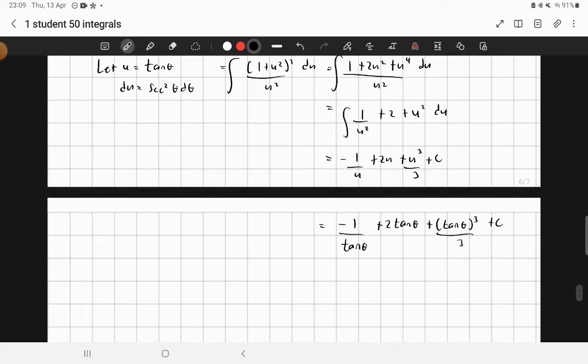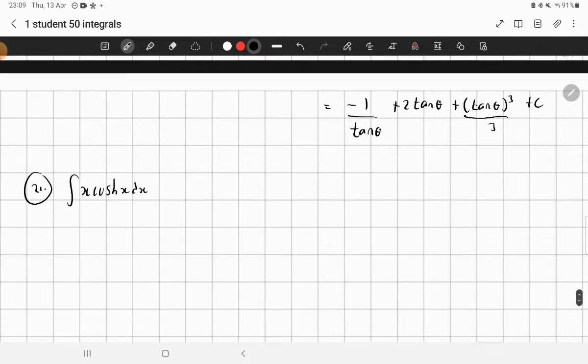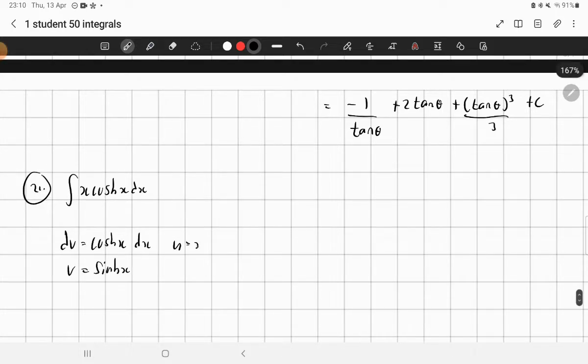So let's move on to question 21. Question 21 will be cosh, the hyperbolic cosine. Honestly, the only approach I could think of is IBP. So dv will be cosh of x dx, and by integrating this, it will be sinh of x, and our u will be x, and then the derivative will be dx. So that is wonderful. Now we can solve this very nicely.